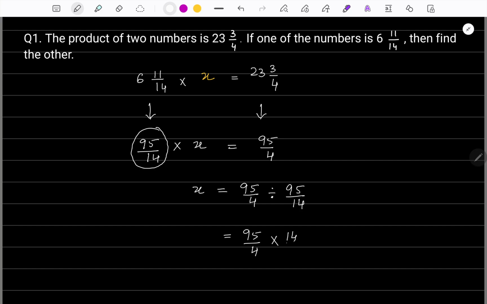So 14 by 95. 95 cancels out 95. 4 and 14 are divisible by 2. So 2 2s are 4 and 2 7s is equal to 14. So this gives us 7 by 2 as the answer. So we can say here that 6 11 by 14 when multiplied with 7 by 2 gives us the product of 23 3 by 4.